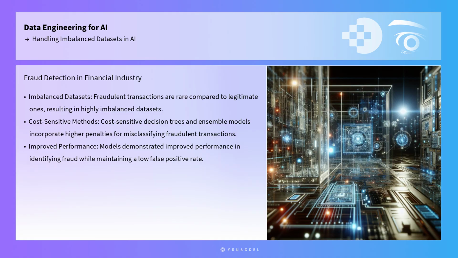A study by Sahin and Duman investigated the use of cost-sensitive decision trees and ensemble models for credit card fraud detection. By incorporating higher penalties for misclassifying fraudulent transactions, the models demonstrated improved performance in identifying fraud while maintaining a low false positive rate. This highlights the necessity of adapting traditional models to account for the unique characteristics of imbalanced data in real-world applications.